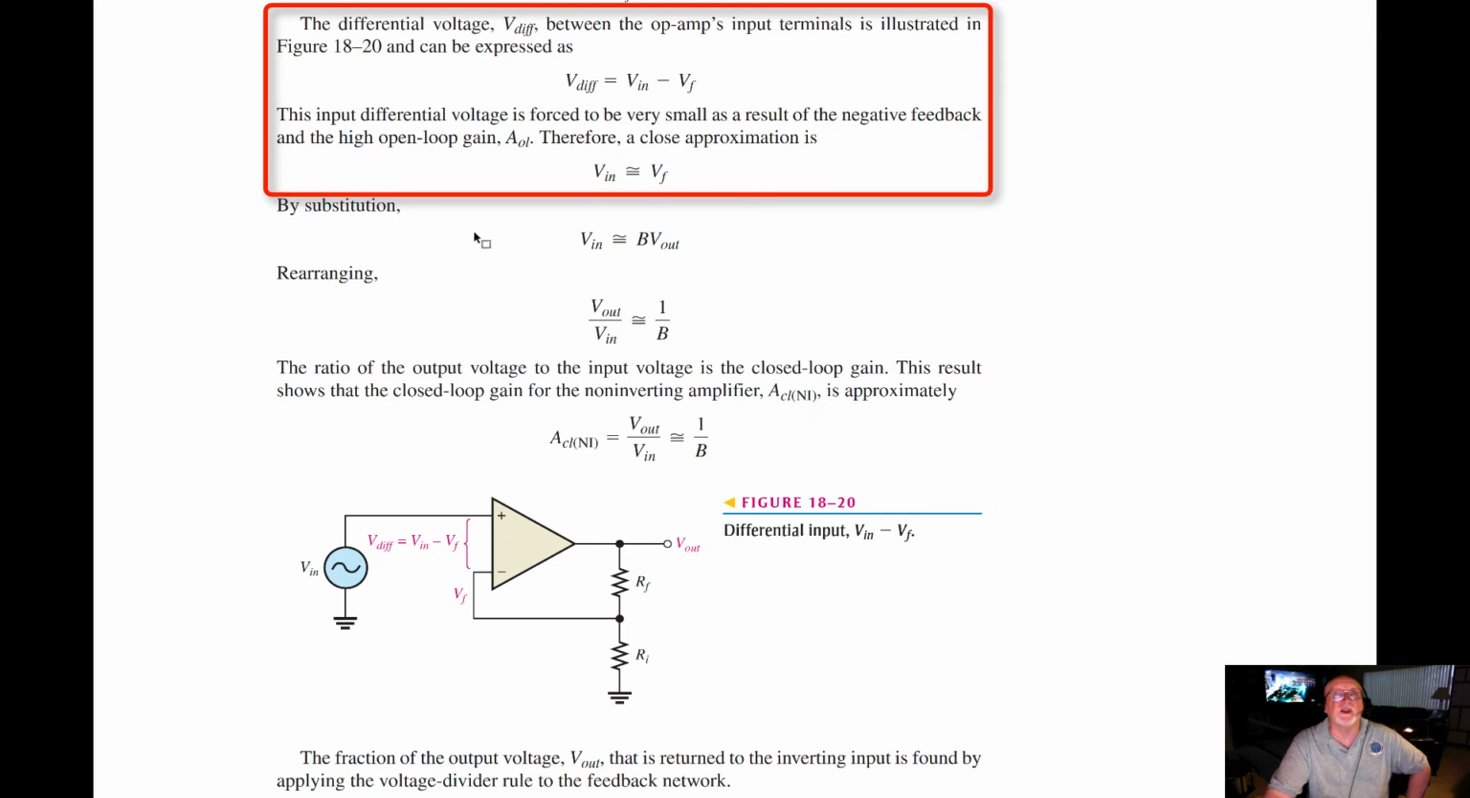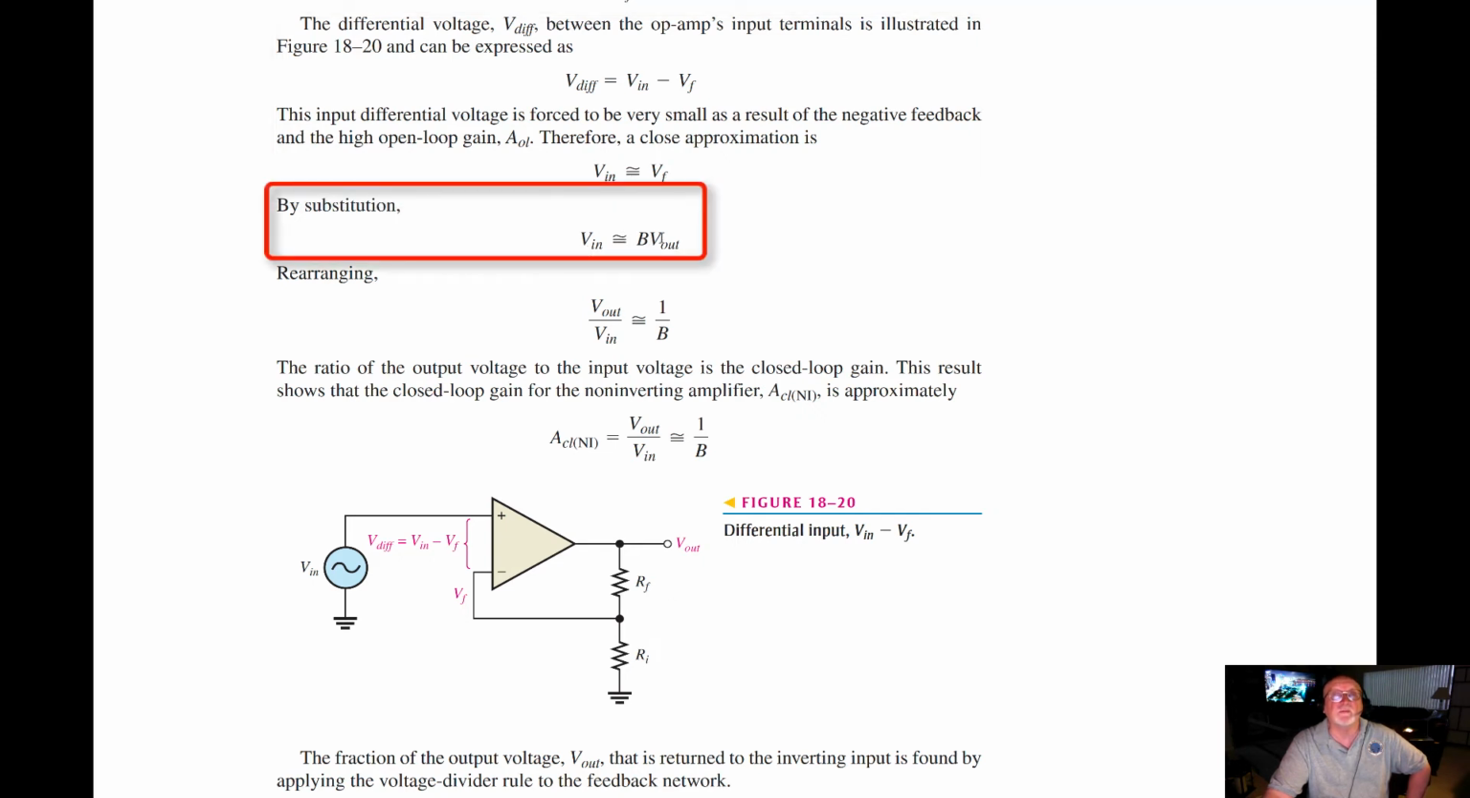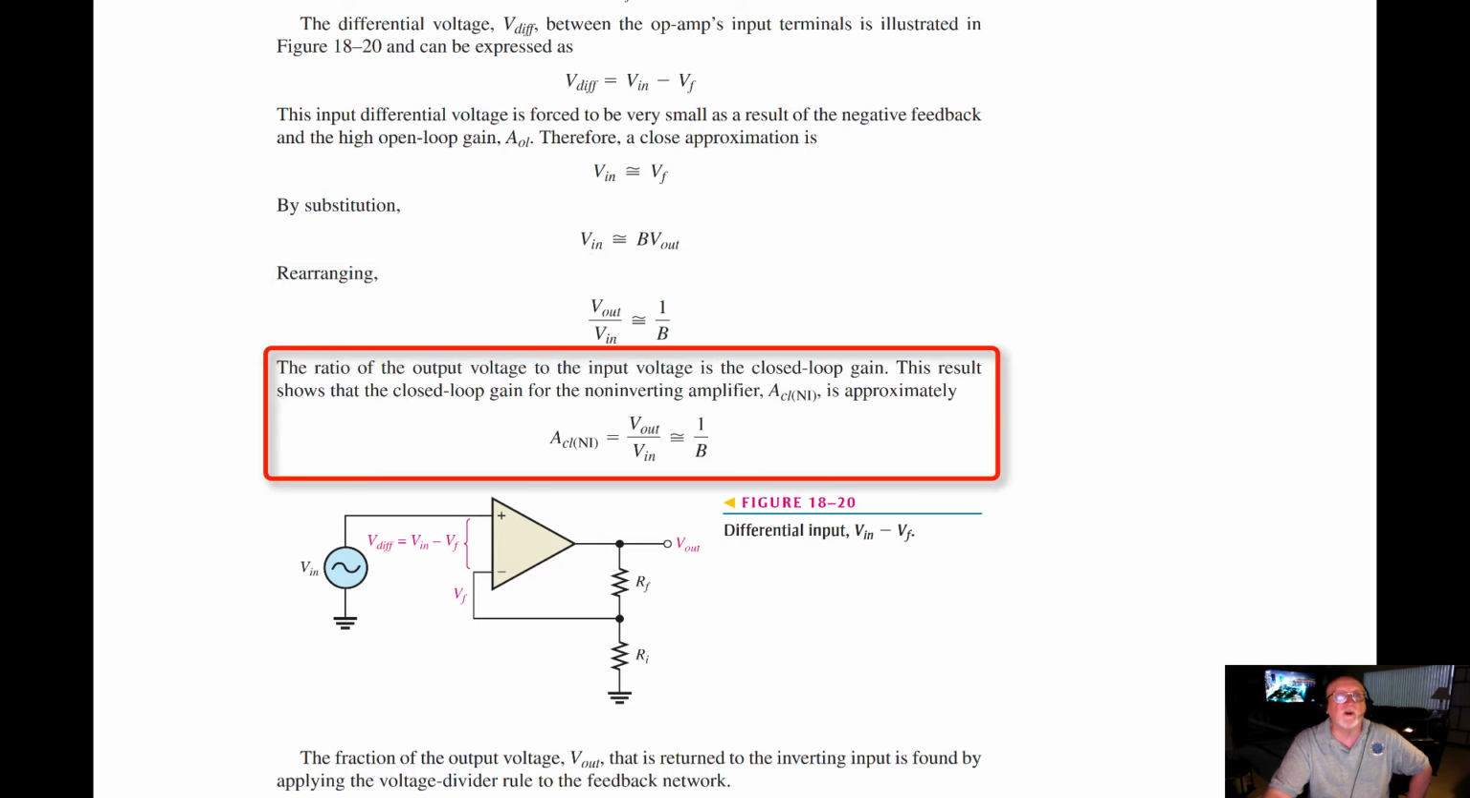By substitution, we can say Vin is equal to B times V out. Rearranging, we get V out over Vin. There's our typical ratio, and it's equal to 1 over B, or the inverse. The ratio of the output voltage to the input voltage is the closed loop gain. This result shows that the closed loop gain for a non-inverting amplifier, ACL, NI, so you keep track of these subscripts, non-inverting, is approximately equal to V out over Vin, or 1 over B.